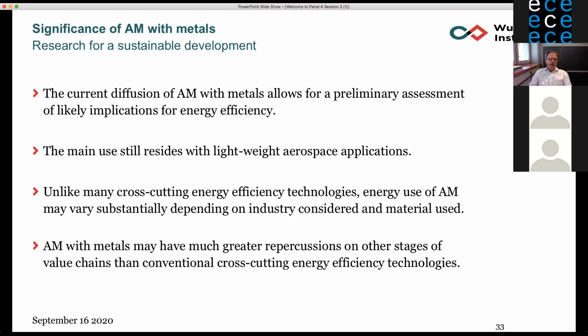Yes, and what comes to mind here is also that with many cross-cutting energy efficiency technologies, there's hardly any impact on other stages of the value chain and how energy efficient these other stages perform. But with additive manufacturing, there can be very important impacts on that, even until final use. And the lightweight aerospace applications are a good indication of that. And therefore, there may be much more important repercussions on other stages of the value chain than what we have seen before. Yes, next slide, please.